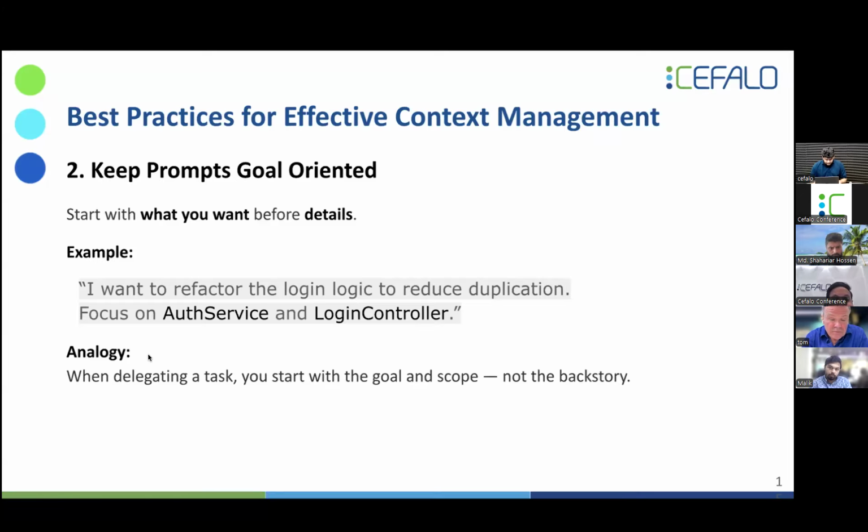As an analogy, when we are delegating a task or creating a Jira issue, we say what the goal and scope of the task is, not the history of it. Sometimes we add the history, but not the full history, maybe very briefly, because our main goal is to have the task done, and for that we just need to know what to do.